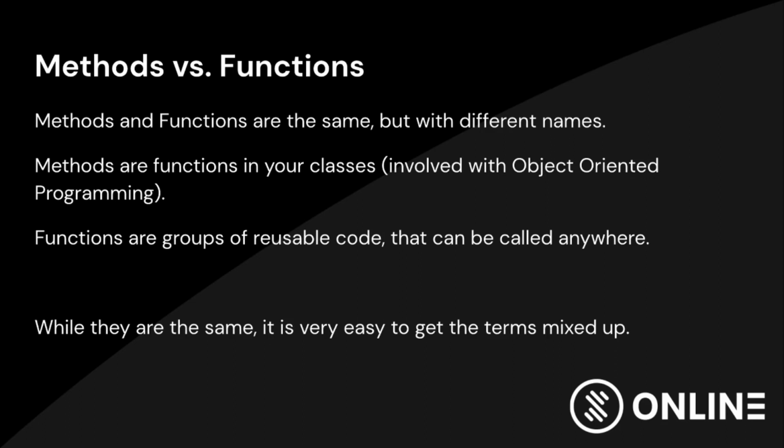Methods and functions are the same, but they have different names or different terms. Methods are functions in your classes, which is involved in OOP, or object-oriented programming, as I said, and functions are groups of reusable code that can be called anywhere. They are the same, but it's very easy to get the terms mixed up. So you can say functions in an object, which is a method, or functions outside of the object, which is a function. It's super easy to get them mixed up, but they're essentially the exact same.